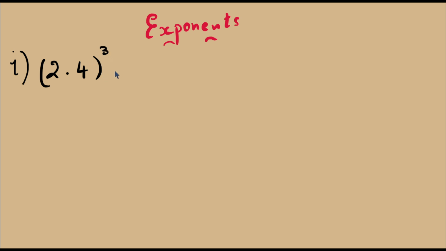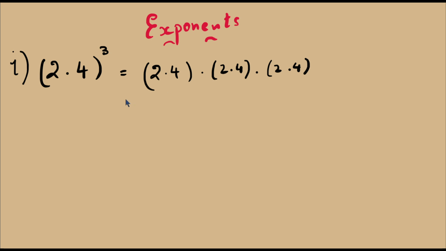So how do we go about this? Whatever is within the brackets is repeatedly multiplied by itself 3 times, right? That is the meaning of raising it to the power 3. So this can be written as 2 times 4 times 2 times 4 times 2 times 4, thrice.